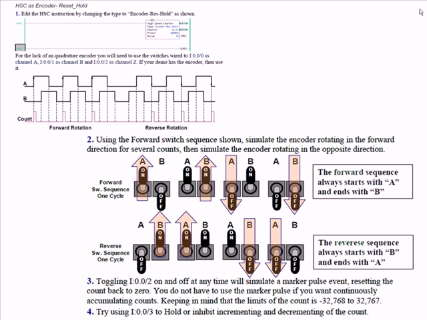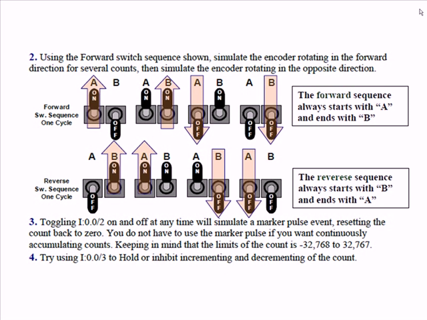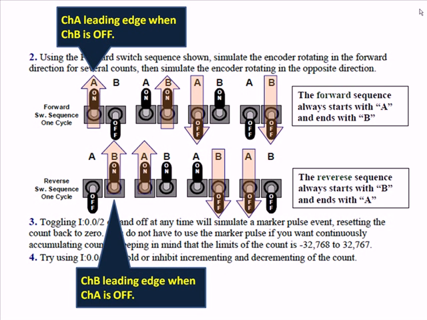Once again, the forward switch sequence for one cycle will begin with A, the leading edge of A, occurring when channel B is off. The reverse sequence cycle, channel B leading edge occurs when channel A is off.